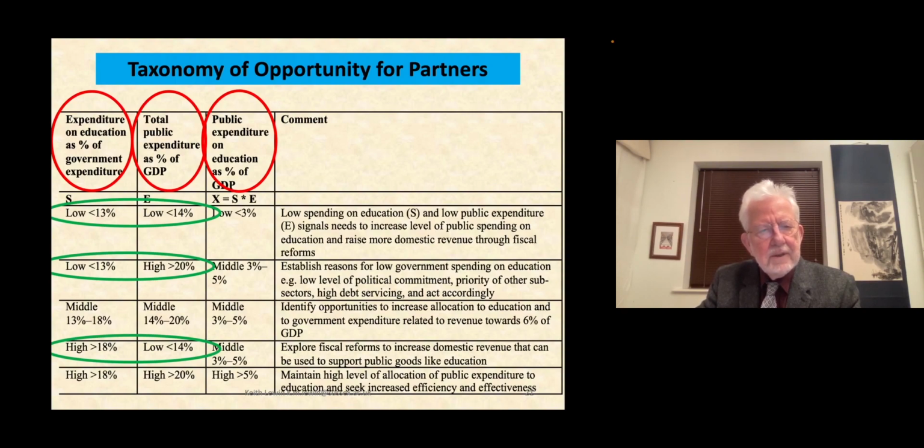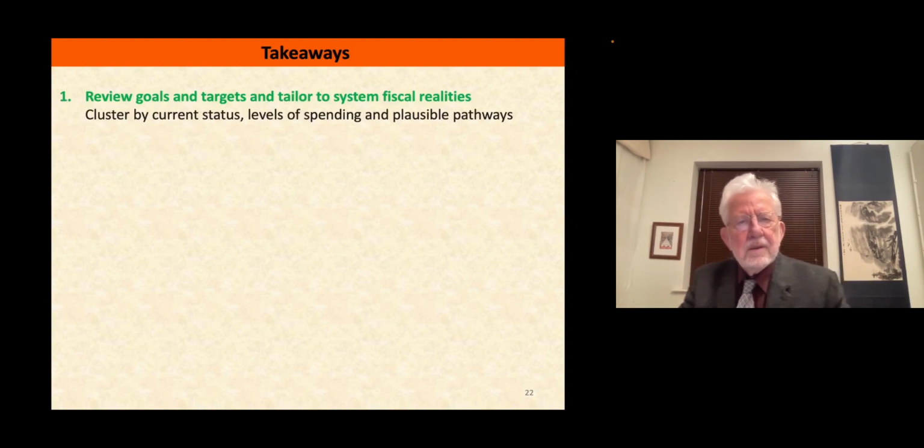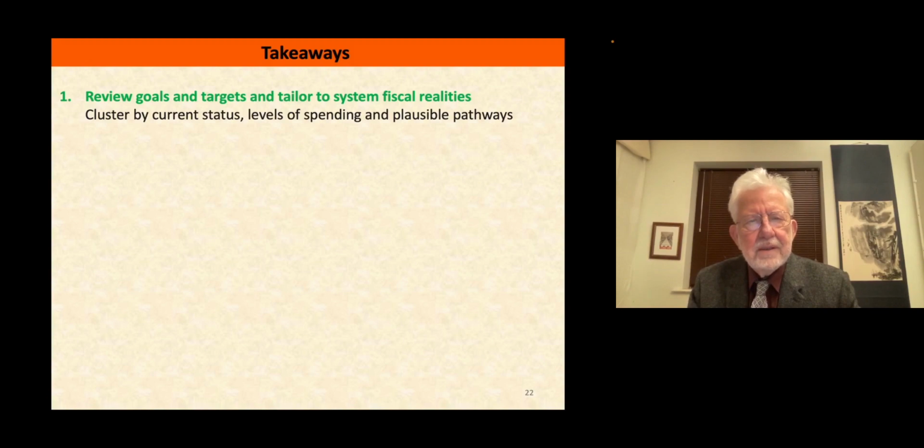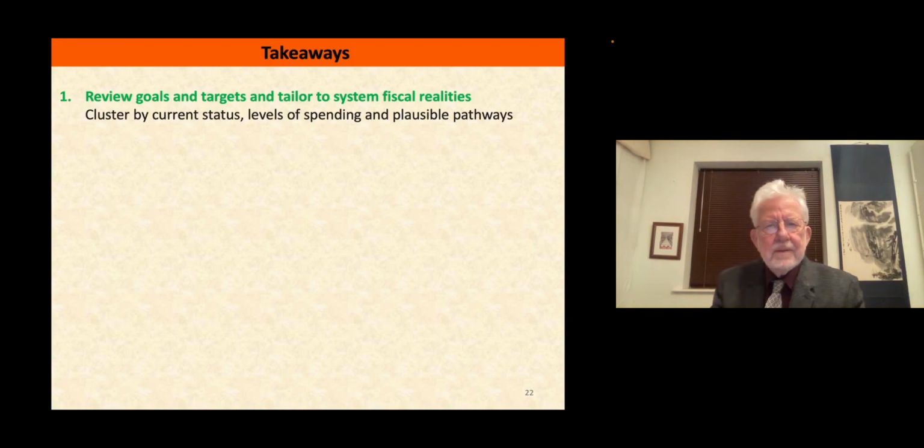So what does that leave us with, takeaways? In a very short period of time, it's difficult to do more than give you some bullet points. But here are some that I think emerge from this kind of analysis. First of all, this message emerges clearly from the data: goals and targets that are suitable for some countries are inappropriate for others. We really need now to address seriously the question of diverse commitments to different goals over different time periods with different cost structures.